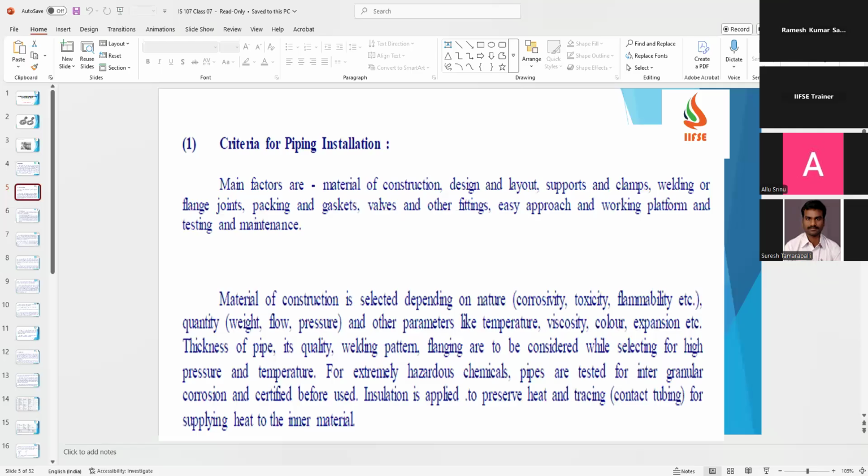Then design and layout is another factor. How you design your layout of the pipeline should not be haphazard. It should be properly designed for the approach, supports or clamps, welding or flange joints, depending on which type of chemical you are handling, and the gaskets, valves and other fittings. It should be easily approachable, and wherever required, you have to create working platforms, and also provide for testing and maintenance.